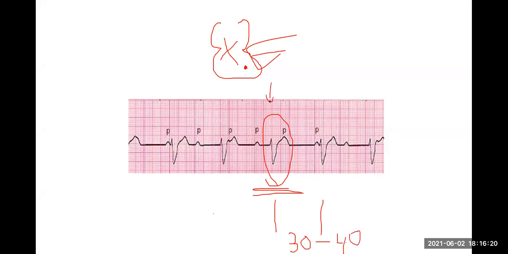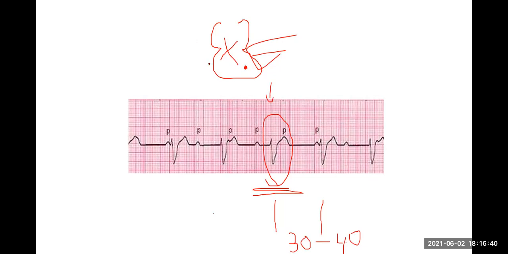So in third degree block, none of the P waves are conducted. The ventricle starts generating its own escape ventricular rhythm, which is much slower, but in essence, it is a broad QRS complex, as we know, right? A broad QRS complex.